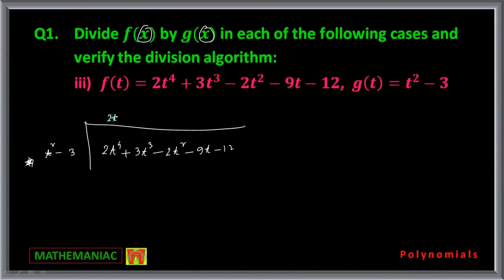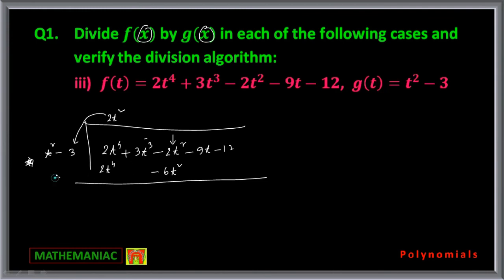So how much should I put here? It is 2t square. 2t square when multiplied by t square gives you 2t to the power 4. Then 2t square multiplied by minus 3 gives you minus 6t square. So it is t cube. So minus 6t square should be written below this 2t square. Be very alert in this part again.